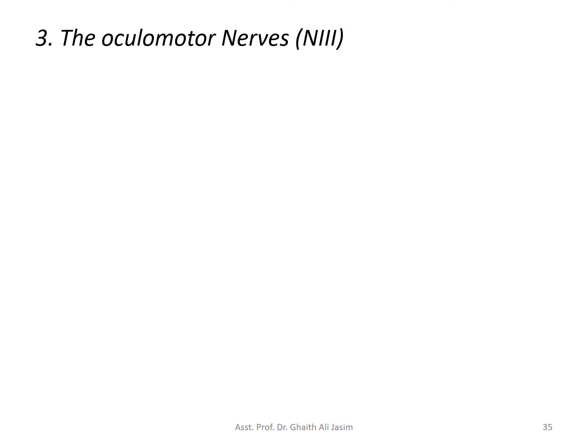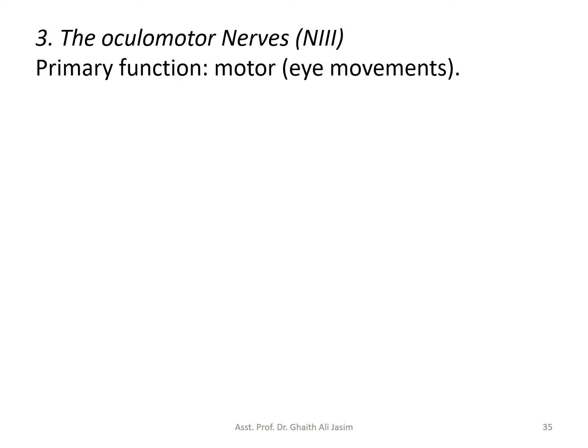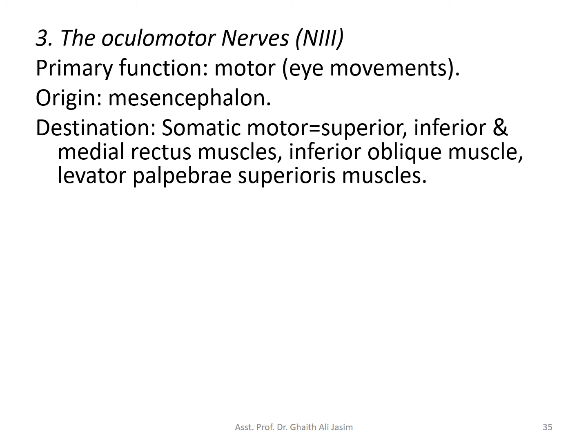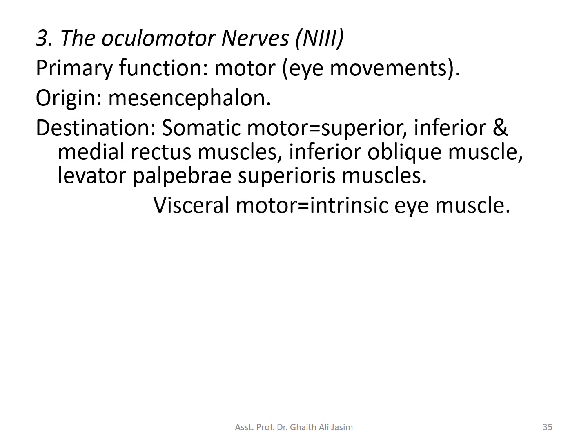Number 3, the oculomotor nerves, N3. Primary function, motor, eye movements. Origin, mesencephalon. Destination is divided into somatic motor, responsible for the superior, inferior, and medial rectus muscles, the inferior oblique muscle, and the levator palpebrae superioris muscles. The visceral motor is responsible for the intrinsic eye muscles.